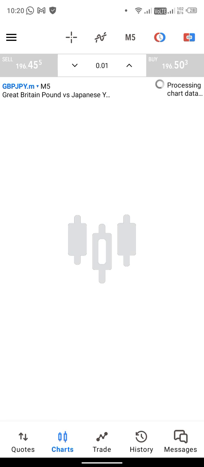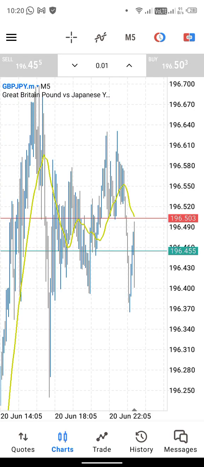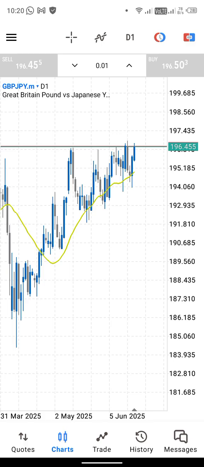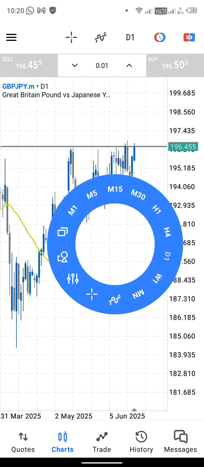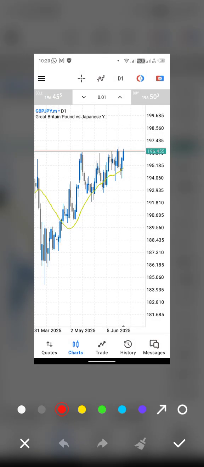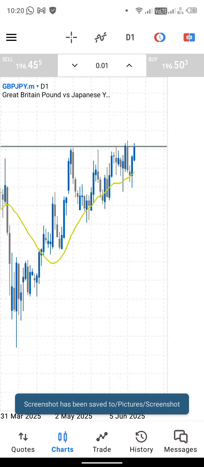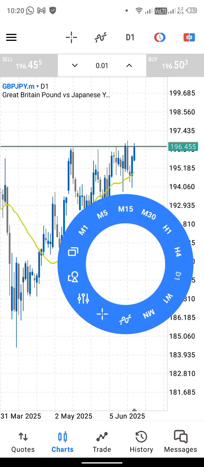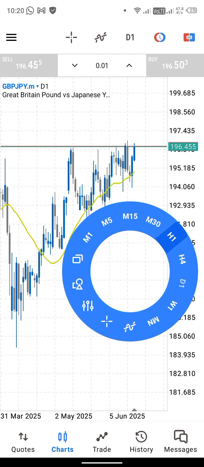Then we move to GBPJPY. On GBPJPY we also took a buy. So when you go to the daily, you can see we are in an uptrend in GBPJPY. Price is just respecting these zones, meaning it has some bullish pressure, and then you can see all this liquidity lying up there. So at this particular point in time, I saw how we were rejecting to the upside.